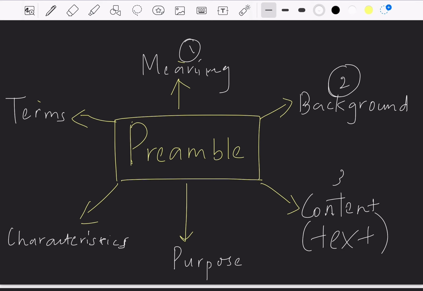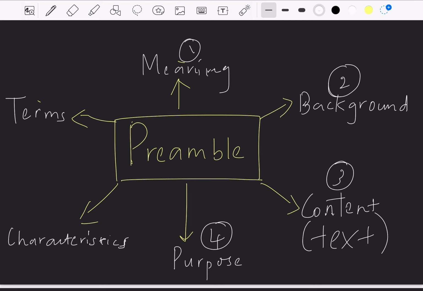Thirdly, we will study the content of Preamble or the text of Preamble. The fourth topic we study is the purpose of Preamble. That is, just by seeing the Preamble, what one understands. So, that is studied under purpose or the significance of Preamble.